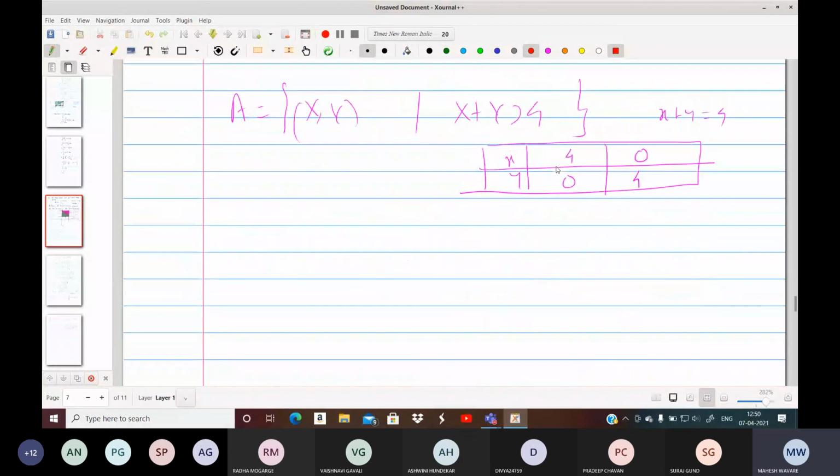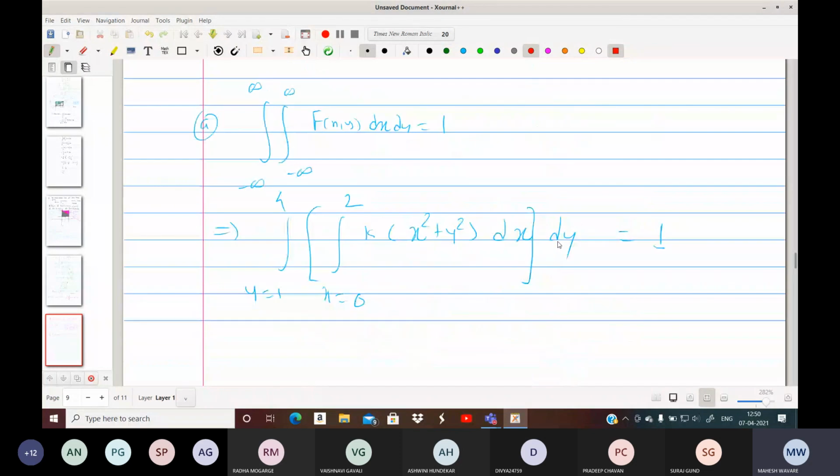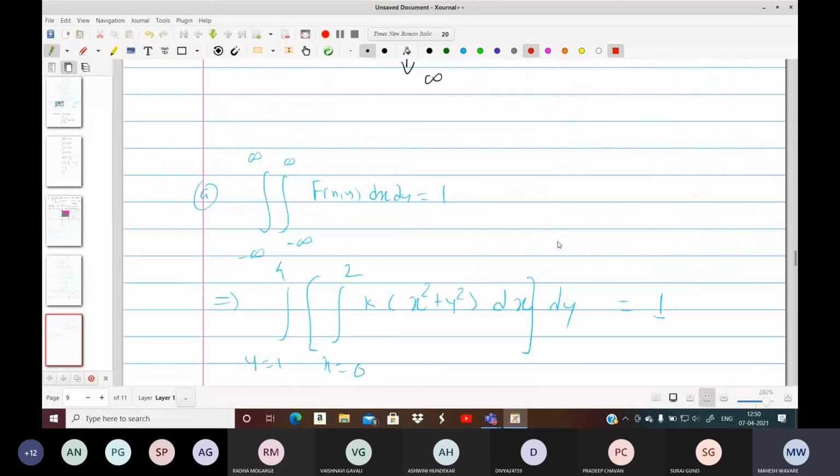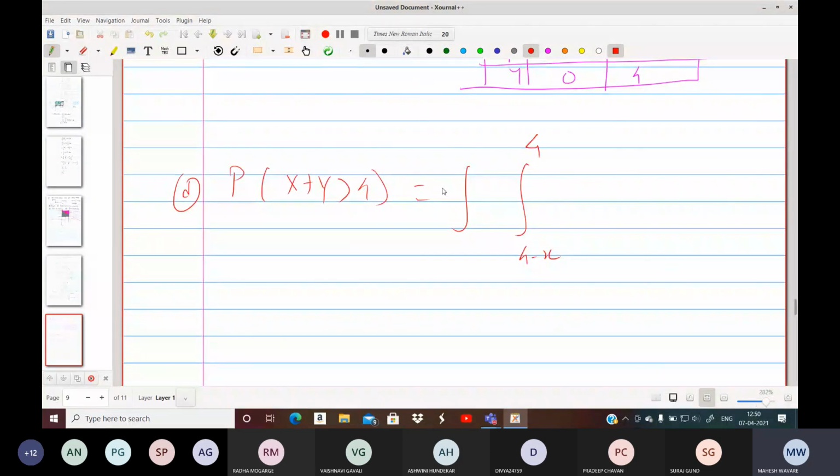So last part, the third part, you need to calculate that d part, probability of x plus y greater than 4, that you are going to calculate. It is 4 minus x has lower end, and upper end is 4. And you are integrating with respect to x. Oh, sorry, we are integrating with respect to y first. And what are the range of x? X is 0 to 2. So now this we can integrate.